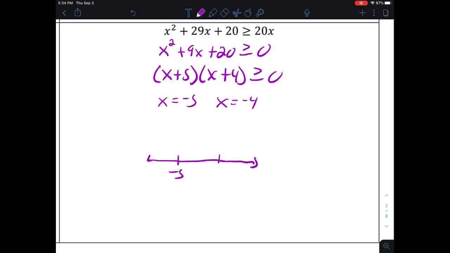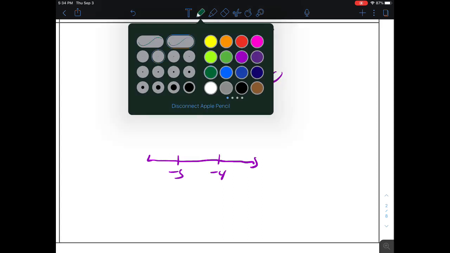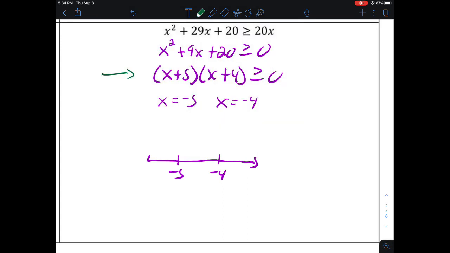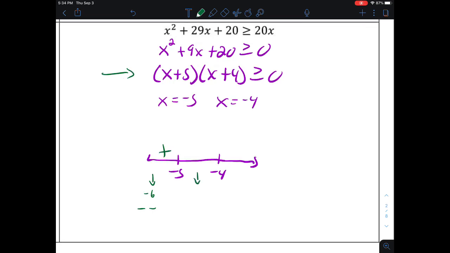And so I have negative 5 and negative 4 here, and I'm going to test around those numbers in my factored form. So I'll pick a number smaller than negative 5 to test, so like negative 6. Put negative 6 in for x. I get a negative times a negative. Two negatives multiplying together make a positive. Pick a number between negative 5 and negative 4, so negative 4.5. Put negative 4.5 in, positive times a negative makes a negative. And then pick a number that is bigger than negative 4. I'm going to pick 0. Put 0 in for x. Positive times positive makes a positive.